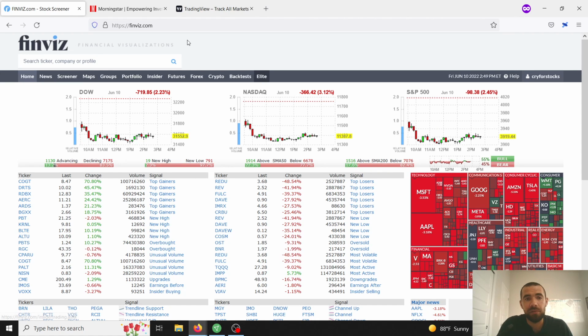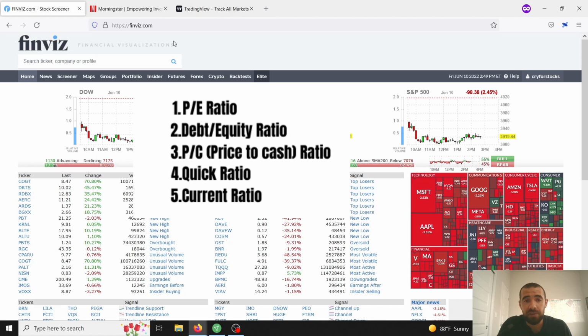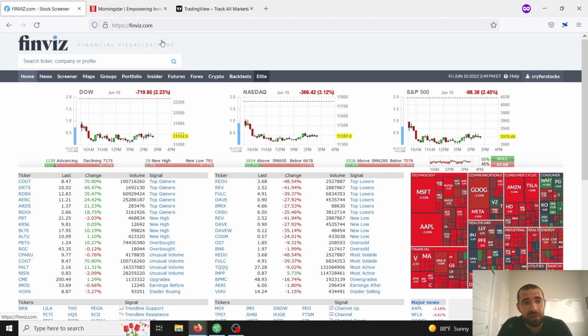Today we're going to look at how to find the most undervalued stocks on the entire market. Assuming that you know a few ratios like price to earnings ratio, debt to equity ratio, price to cash ratio, the quick ratio, and current ratio. Those ratios we'll use to find really good undervalued stocks.